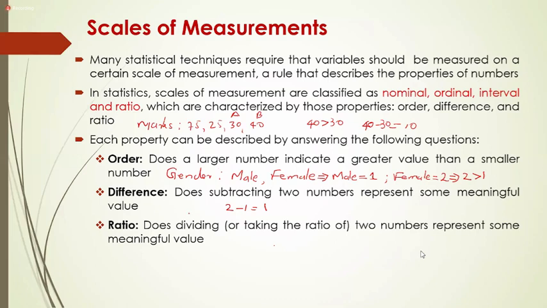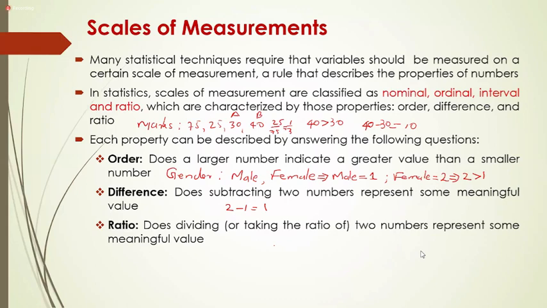Similarly, we come to the ratio. Dividing, or taking the ratio of two numbers, does it represent something meaningful? In this case, 25 over 75, that is 1/3. Is it meaningful? Yes, ma'am. Because the ratio between the marks of the two students is 1:3.